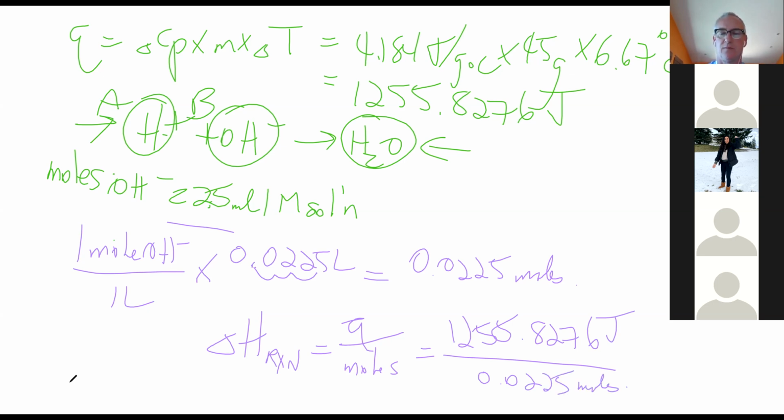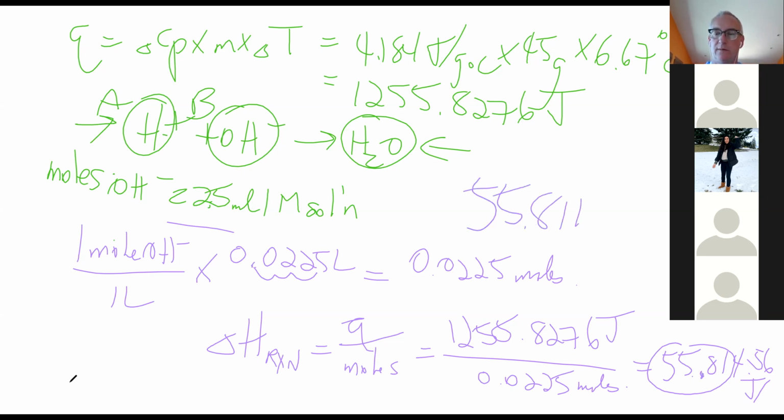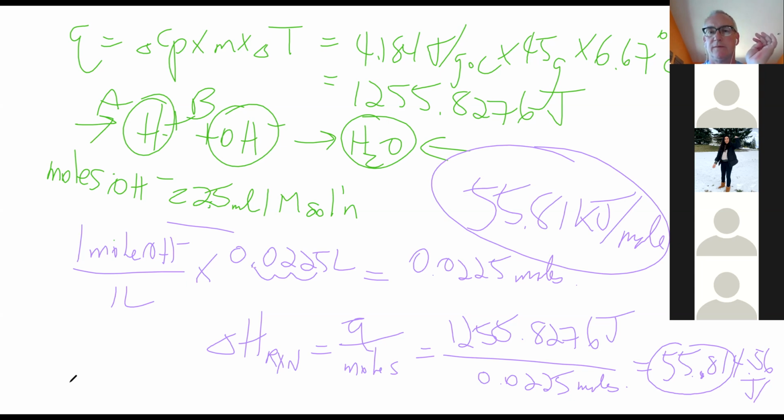So what's that? 55,814.56 joules per mole. And so kilojoules per mole, it would be 55.81 kilojoules per mole. And so whoever said it was going to be around 56 kilojoules, good work. So you can see that they add up.